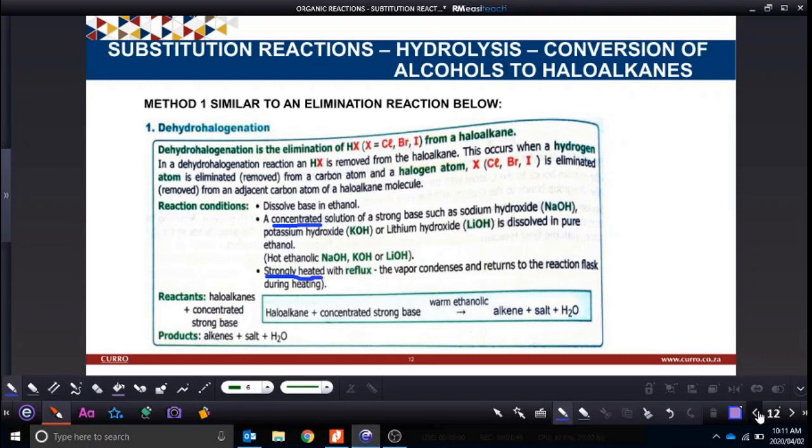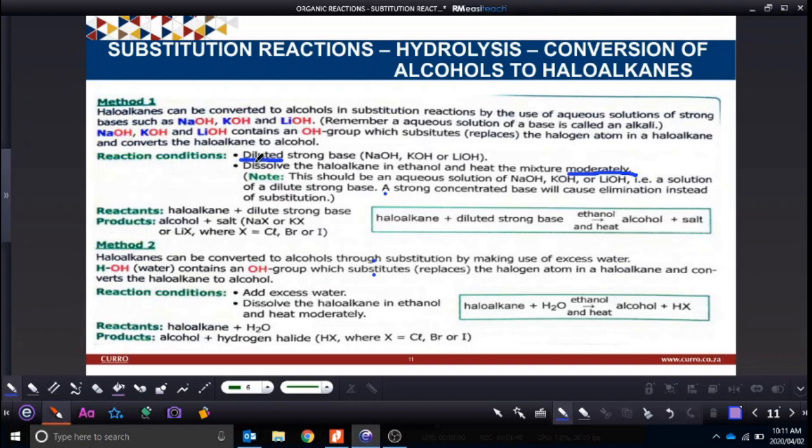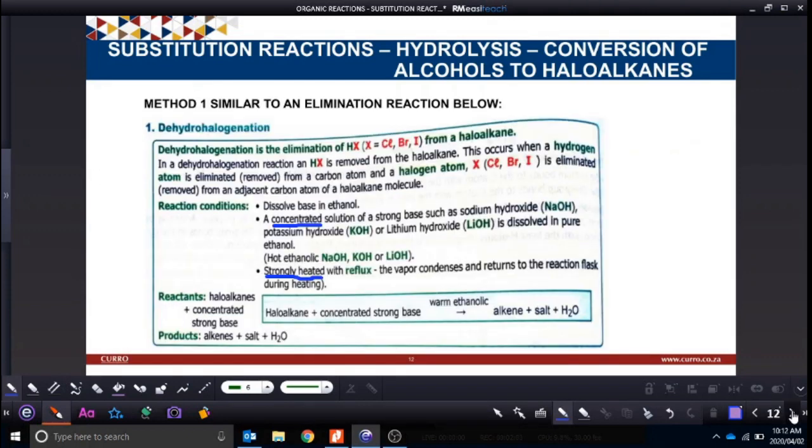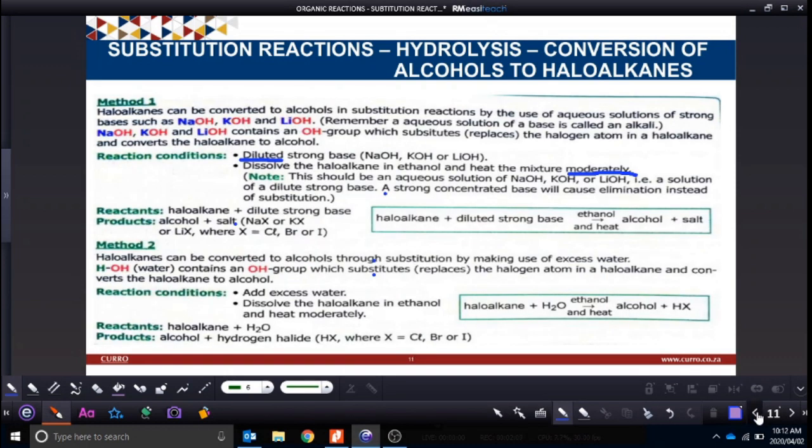So what is the difference? If we go back again, diluted strong base, moderately heated, and then the reactants will be a haloalkane and the diluted strong base, which will form an alcohol and a salt, and where our first method also formed water, in this case you will see there's no water formed. So if we use a diluted strong base and we use substitution, we do not form water.